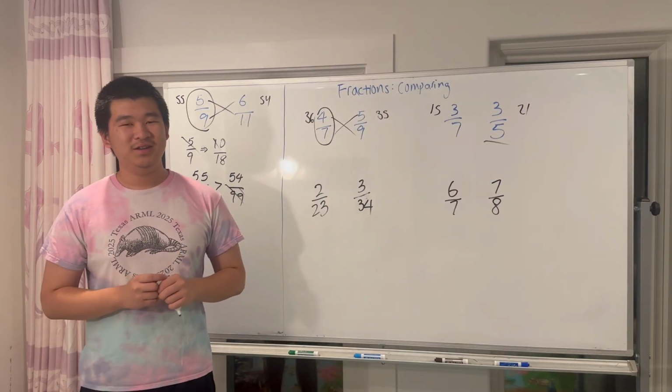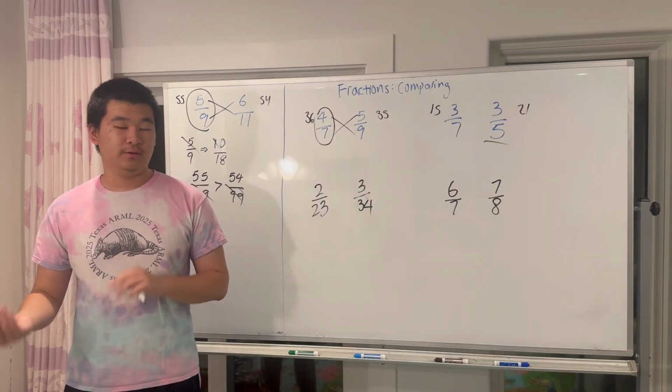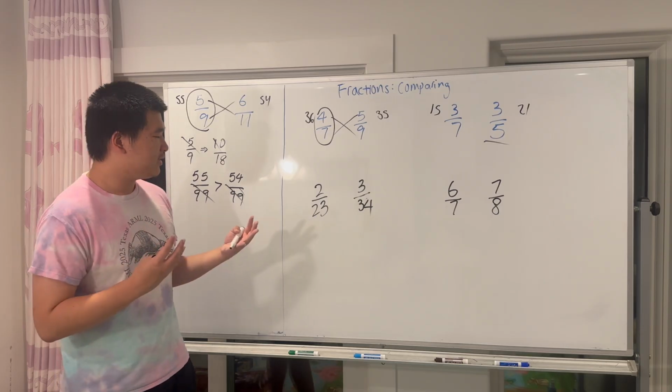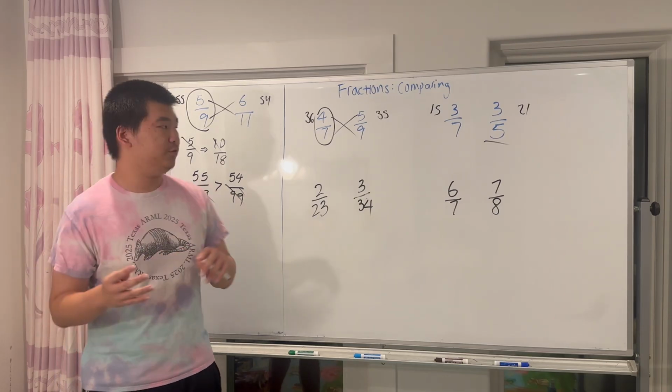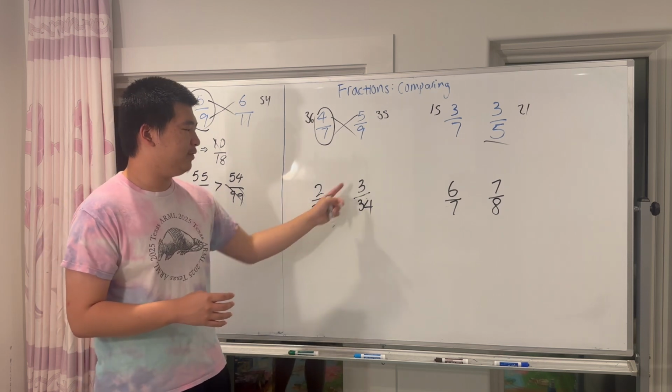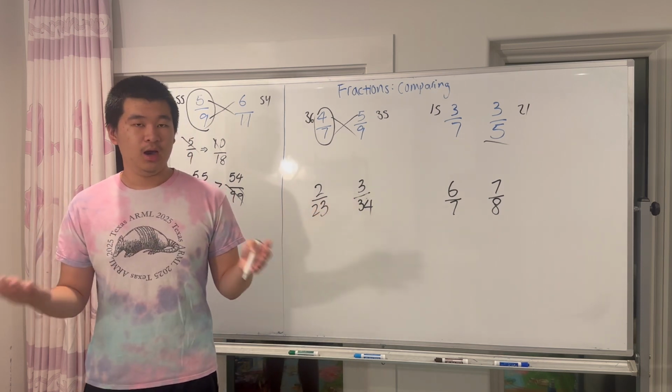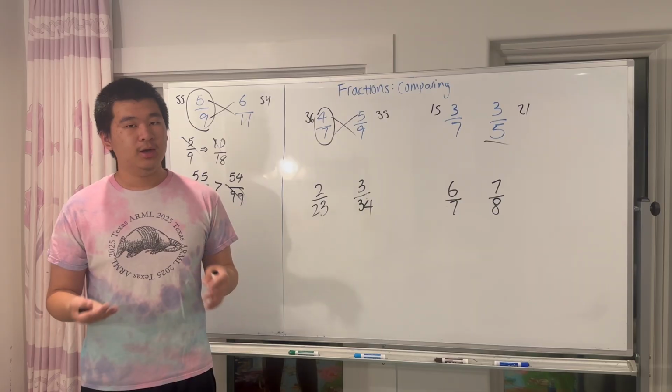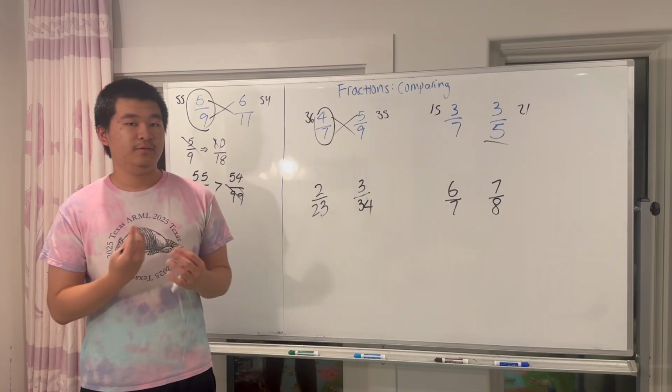Now our next question, 2 over 23 versus 3 over 34. Now, once again, this is going to be kind of a similar question to these two up here, because we can look at this, 2, 23, 3, 34. None of these numbers are the same. We can't really do too much to compare them. So we will default to the butterfly method.